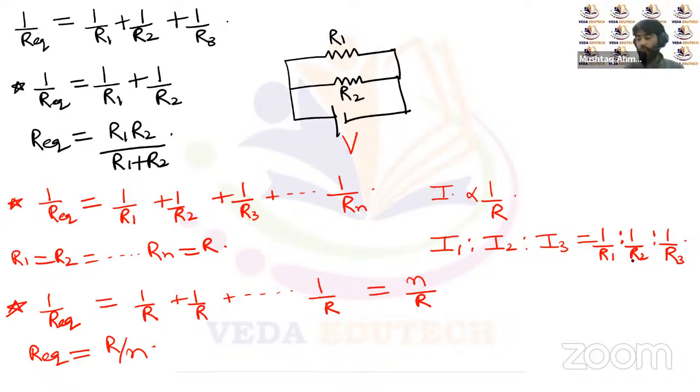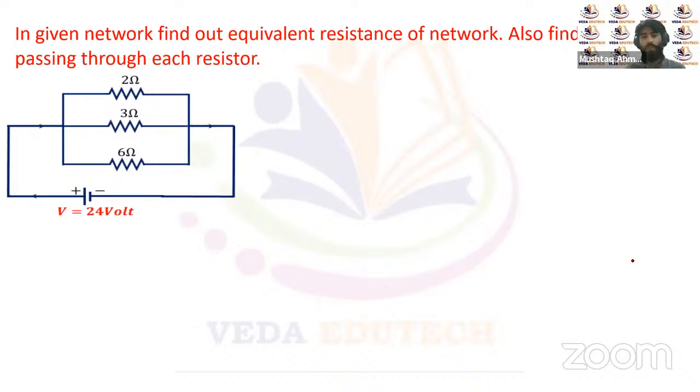We will try to apply all these concepts in some questions. Let's try to solve some questions related to these combinations of resistors. Let's start with question number 1. In the given network, find the equivalent resistance of the network, and also find the current passing through each resistor.